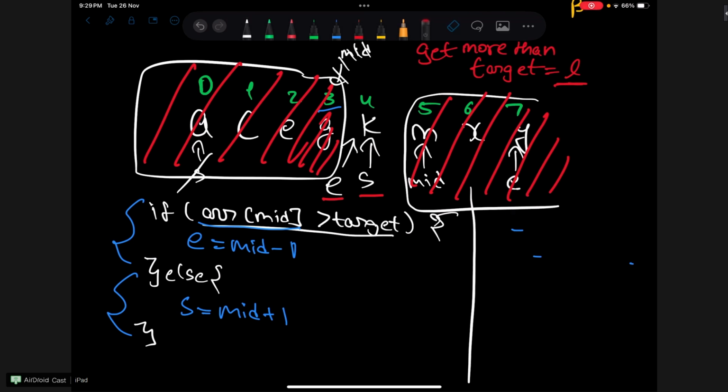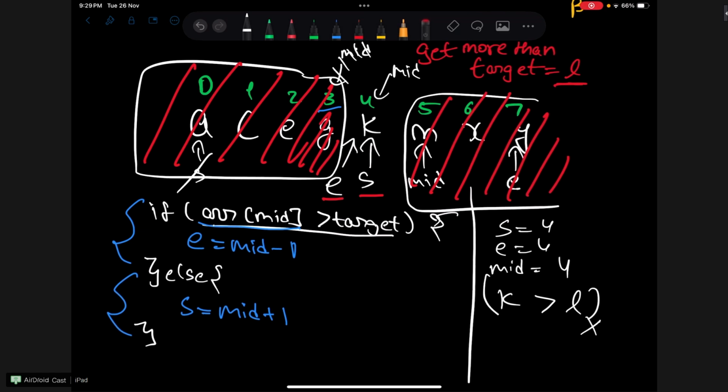So my S pointer is pointing at S is equal to 4, E is equal to 4. The mid will also be 4, that is S plus E by 2. Since the mid is 4, now we will check array of mid. What is array of mid? Array of mid is, so this is where the mid is pointing. This is where E and S are pointing. We will check if array of mid, that is K, greater than L. The answer is no. The K is not greater than L.